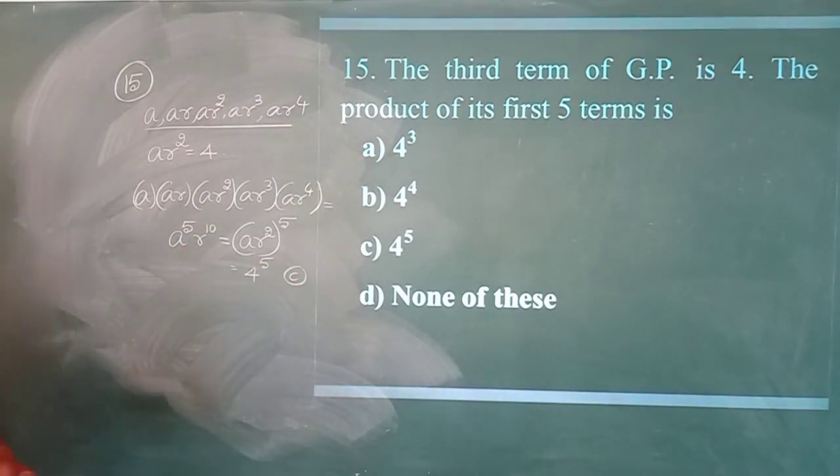Observe here. 15th one, the third term of the GP is 4 and the product of the first 5 terms. Take the product of the first 5 terms: a, ar, ar square, ar cube and ar power 4. Multiply this, you will get a power 5 r power 10. That is ar square whole to the power of 5, 4 power 5.